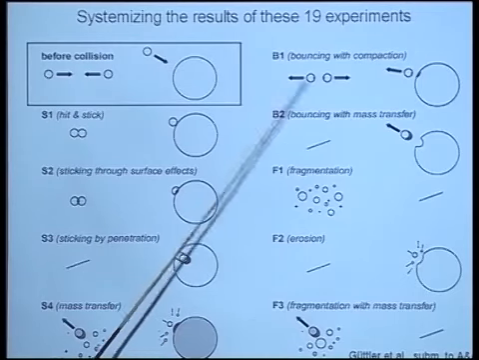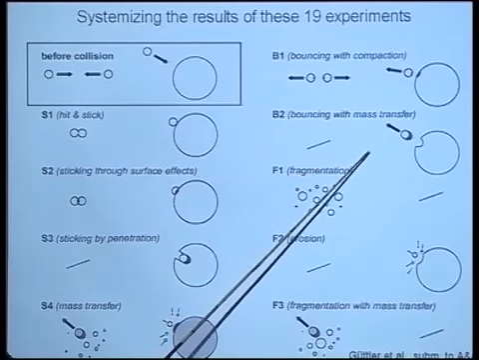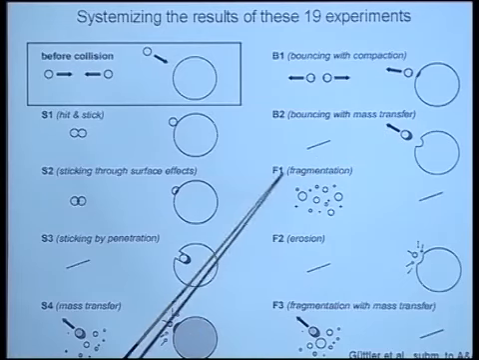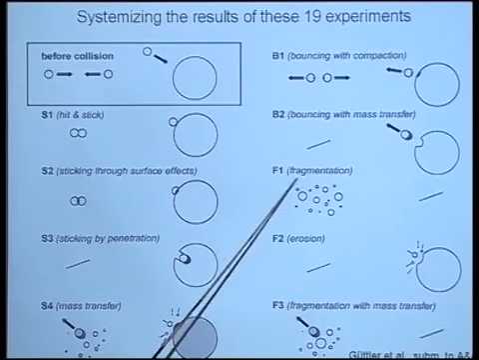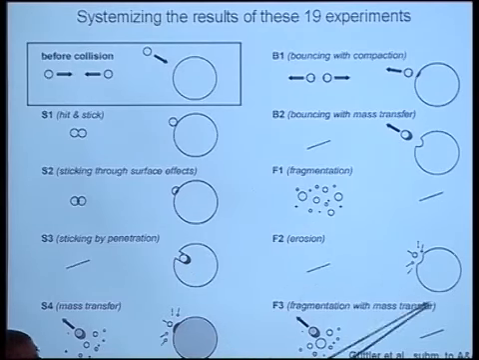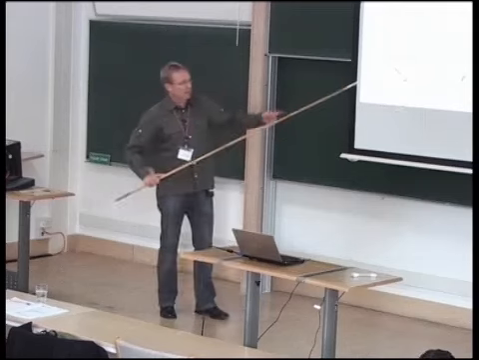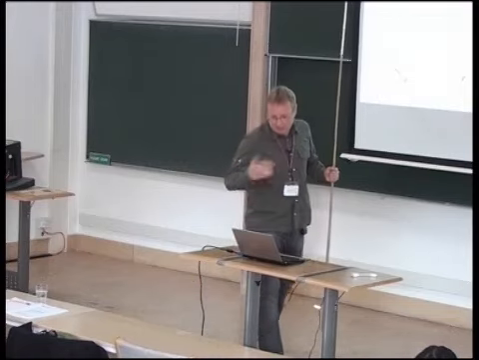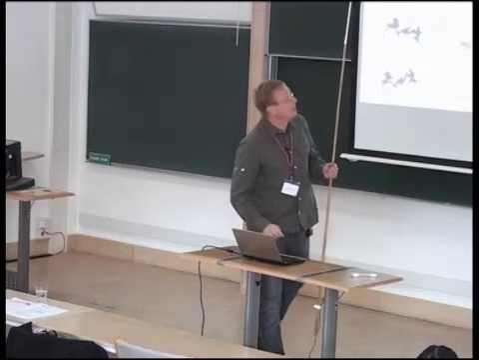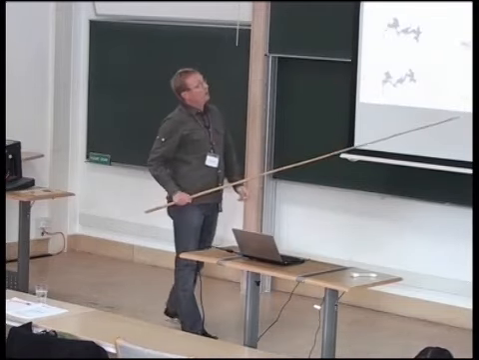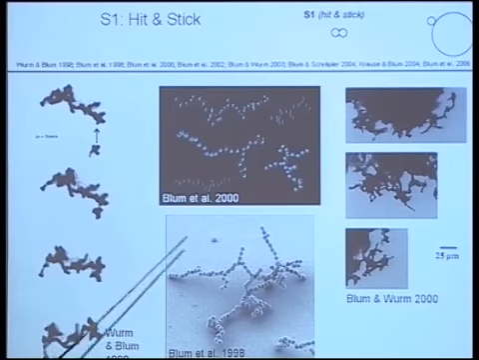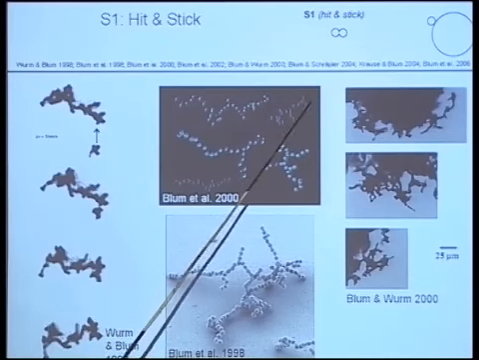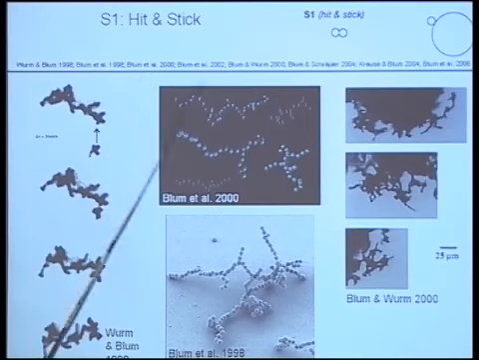We have bouncing, just simple bouncing with a little bit of compaction, and bouncing with mass transfer. We have the simple fragmentation. And if this is not equal-sized particles, we call that erosion. And we have fragmentation with mass transfer, very similar to that, but the large particle loses mass in that case. So these are the nine different types of things that can happen. In the top right corner, you'll always find the little pictograms, and you find all the references here. And this is what I will be talking about.